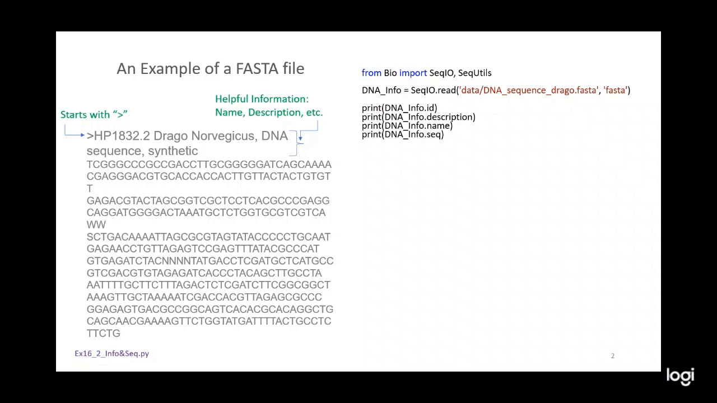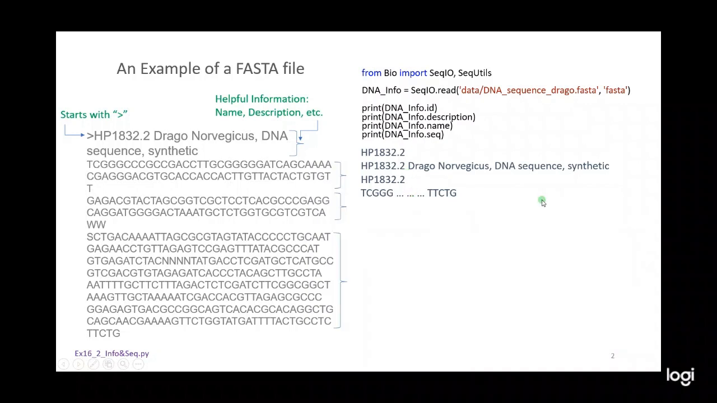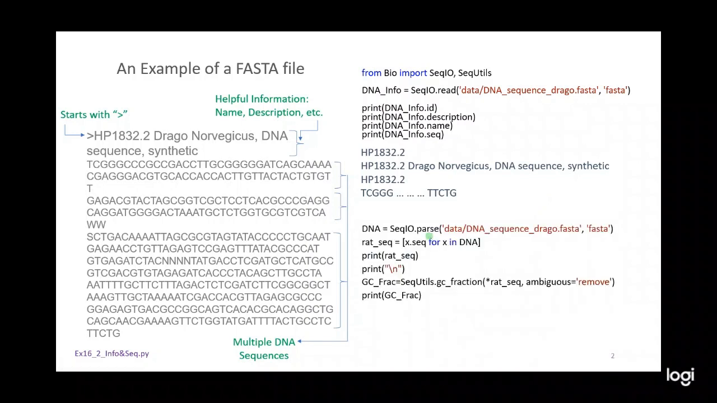To read a single sequence from a FASTA file, we use the read function. This function extracts key details including identifier, description, name, and sequence data. When working with multiple sequences, we should use the parse function instead. This allows us to iterate through multiple sequences using a for loop, making it possible to analyze them efficiently.